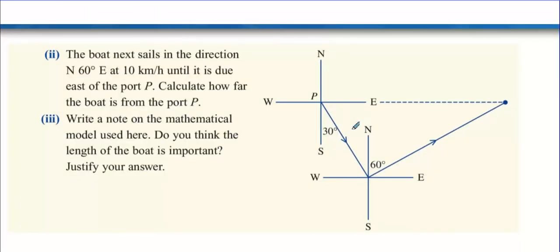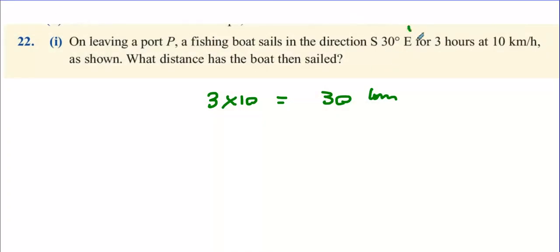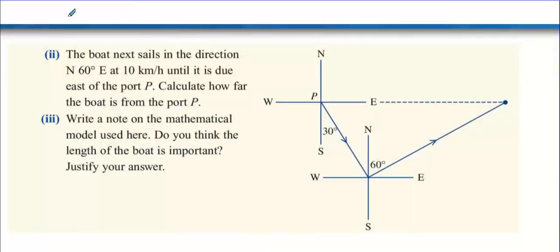Okay, so here's the actual footage. It goes south 30 degrees east, which is this, for 3 hours. So that gives me 30 kilometers right here. So this green line here is 30 kilometers. The boat next sails in direction north 60 degrees east. So north 60 degrees east, which makes this one 60 degrees. Calculate how far the boat is from port B.